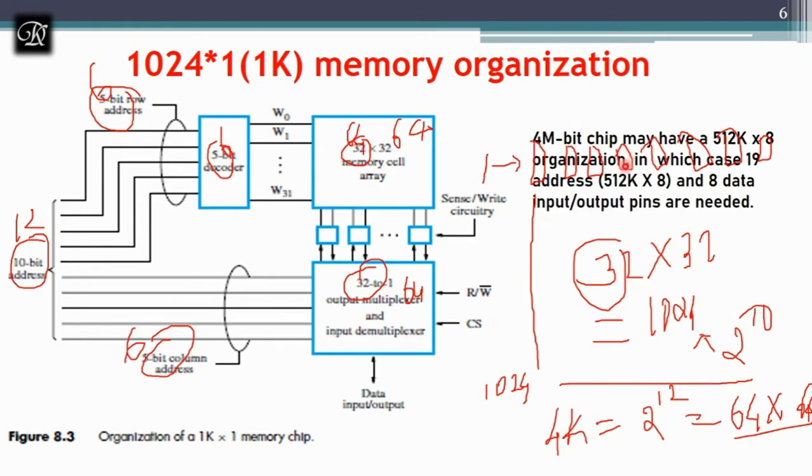And next, we can see some 4 megabit chip, which we can use over here. One minute, I'll clear this.